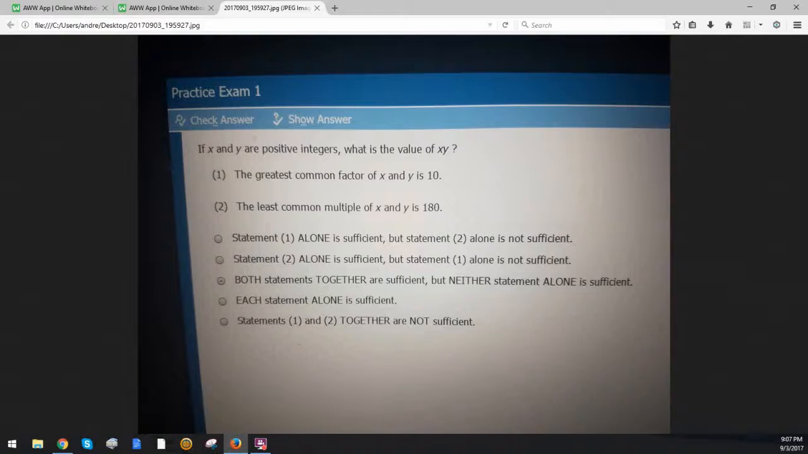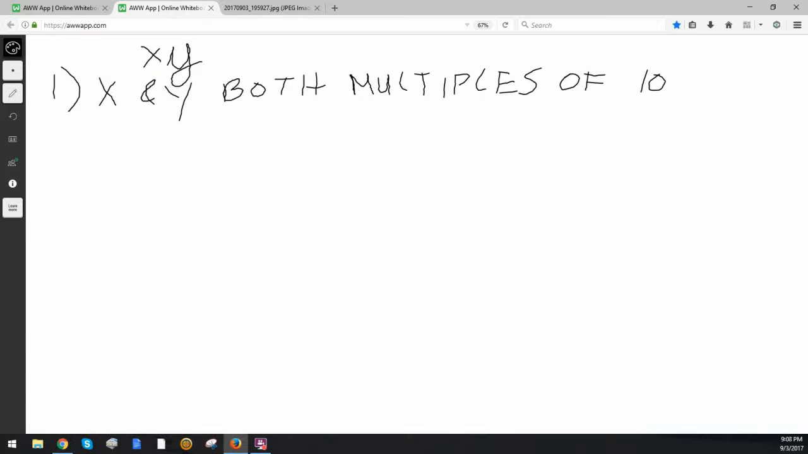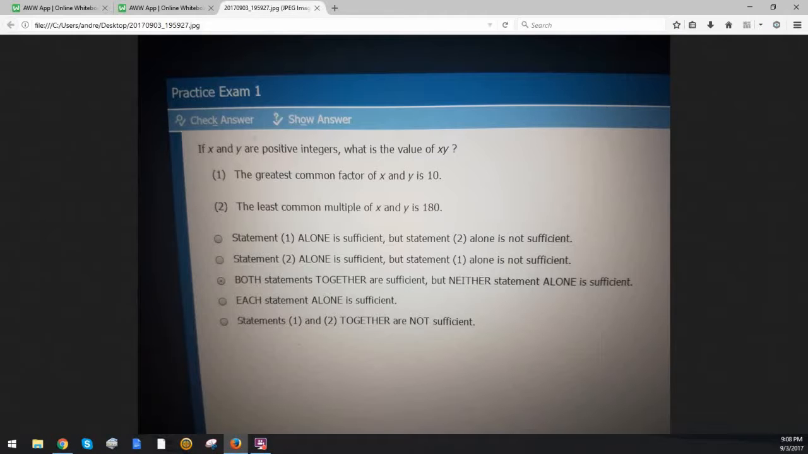It's kind of like saying that. So that's what we know from statement 1. That's clearly not enough, because there are an infinite number of multiples of 10. Statement 2. The least common multiple of x and y is 180.